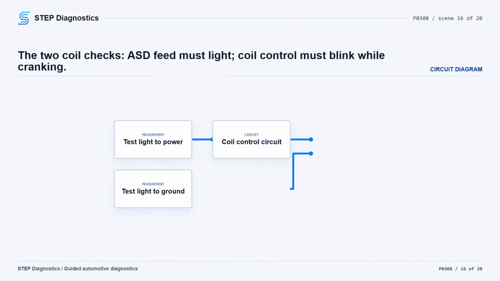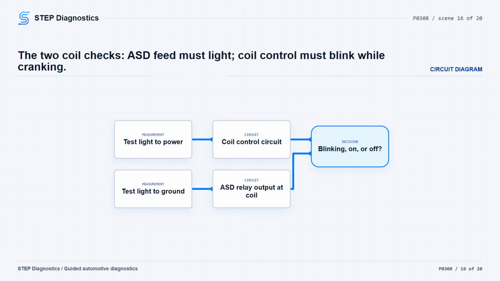If it does illuminate brightly, test the coil control circuit. Use a 12-volt test light connected to a 12-volt source. Back probe the coil control circuit at the ignition coil connector and crank the engine for 5 seconds. If the light blinks brightly, replace the ignition coil and verify the repair. If it stays on constantly, check the control circuit for a short to ground. If it stays off constantly, check the control circuit for an open.